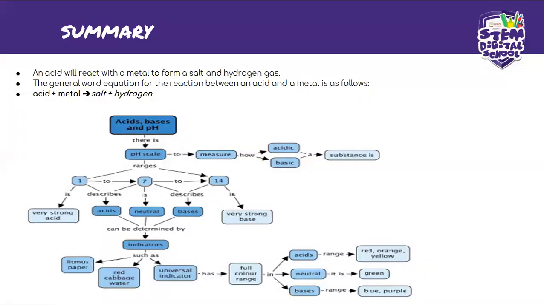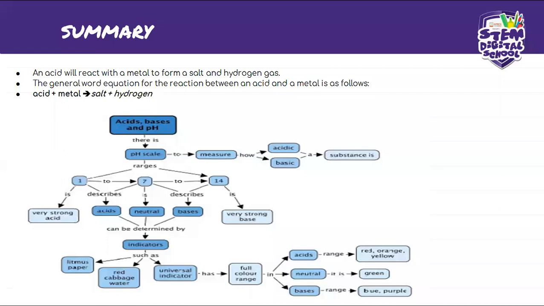Okay. So we are looking at the summary of the lesson. What we need to know is that an acid will react with a metal to form a salt and hydrogen gas. The general word equation for the reaction between an acid and a metal is as follows. So you have an acid plus metal giving us salt and hydrogen.